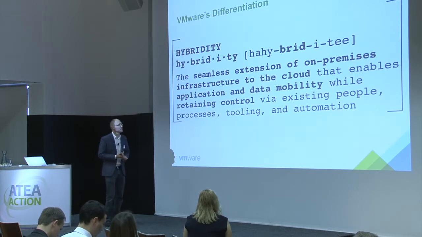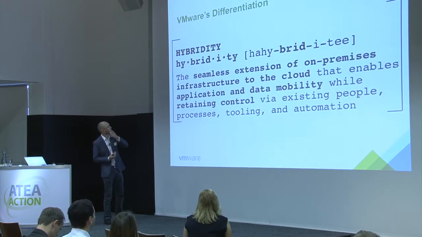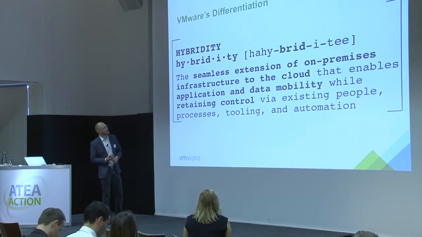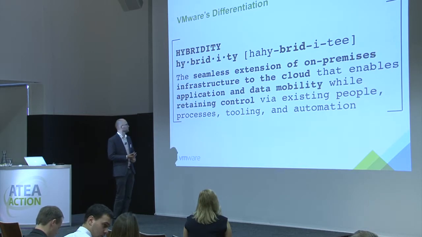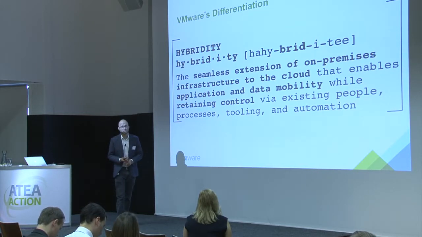So what do we do with Hybridity from VMware? Well, let me just read this aloud. Hybridity means the seamless extension of on-premises infrastructure to the cloud that enables application and data mobility while retaining control via existing people, processes, tooling, and automation.